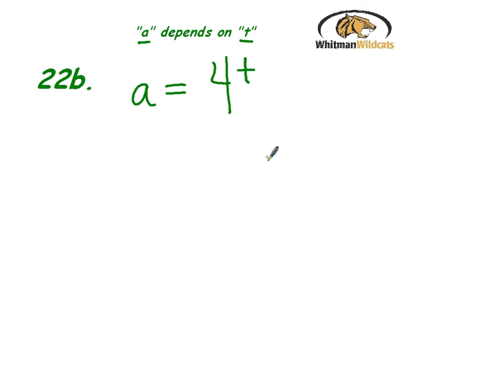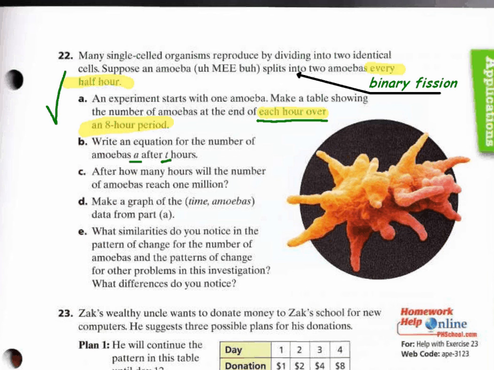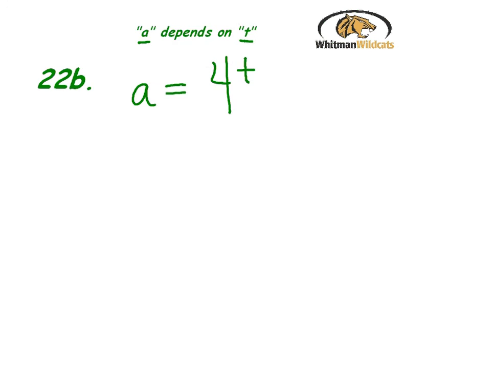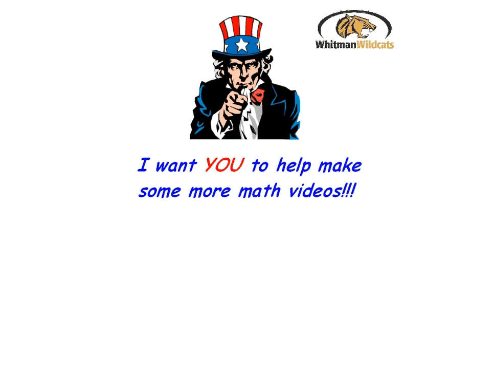I will leave the remaining parts up to you, but you've got A and B done, and we shouldn't have too much of a problem going ahead with C, where we can figure out how many hours it is going to take to reach 1 million amoebas, and graphing and all that good stuff. Shouldn't be too bad for my class. So I hope that helps get you going and clear some of that stuff up.